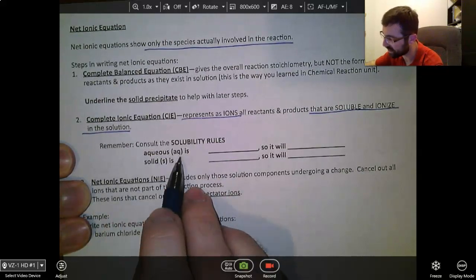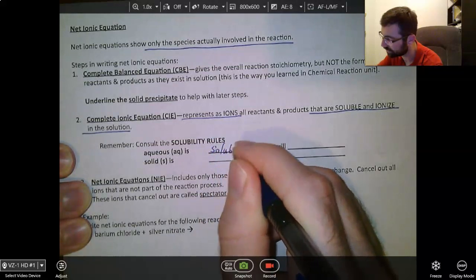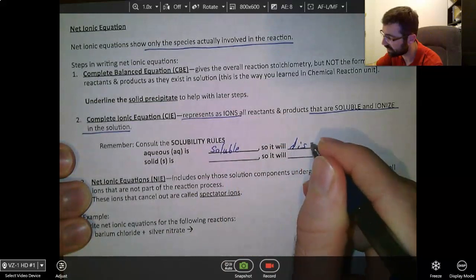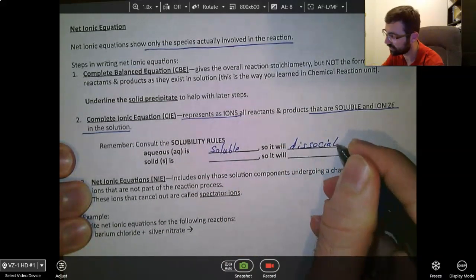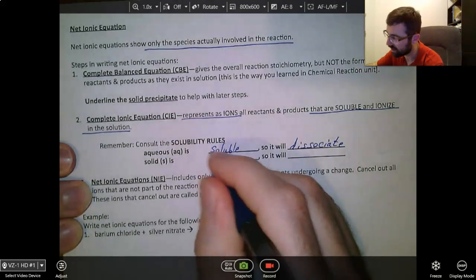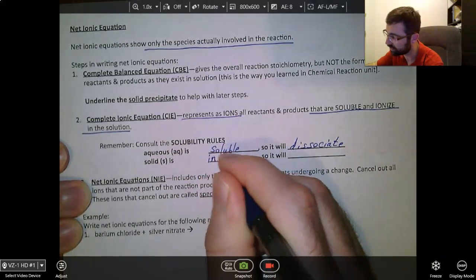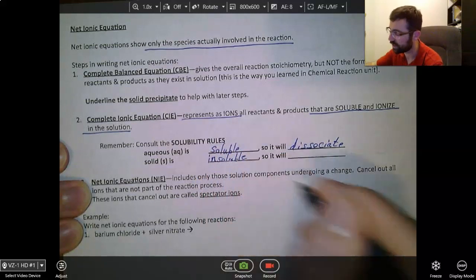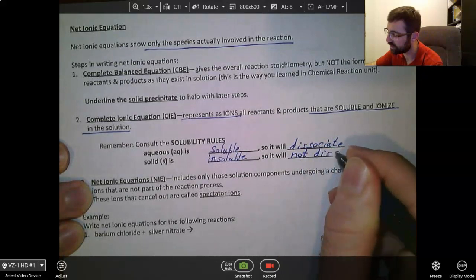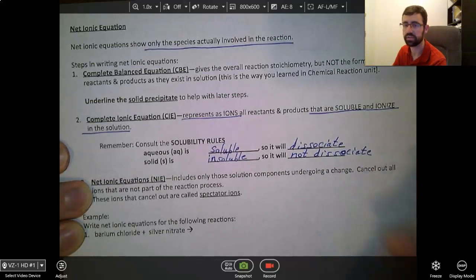Aqueous, AQ, is soluble, so it will dissociate if it's ionic. S, solid, is what we put if it's insoluble, so it will not dissociate. It's not going to dissociate or split apart.